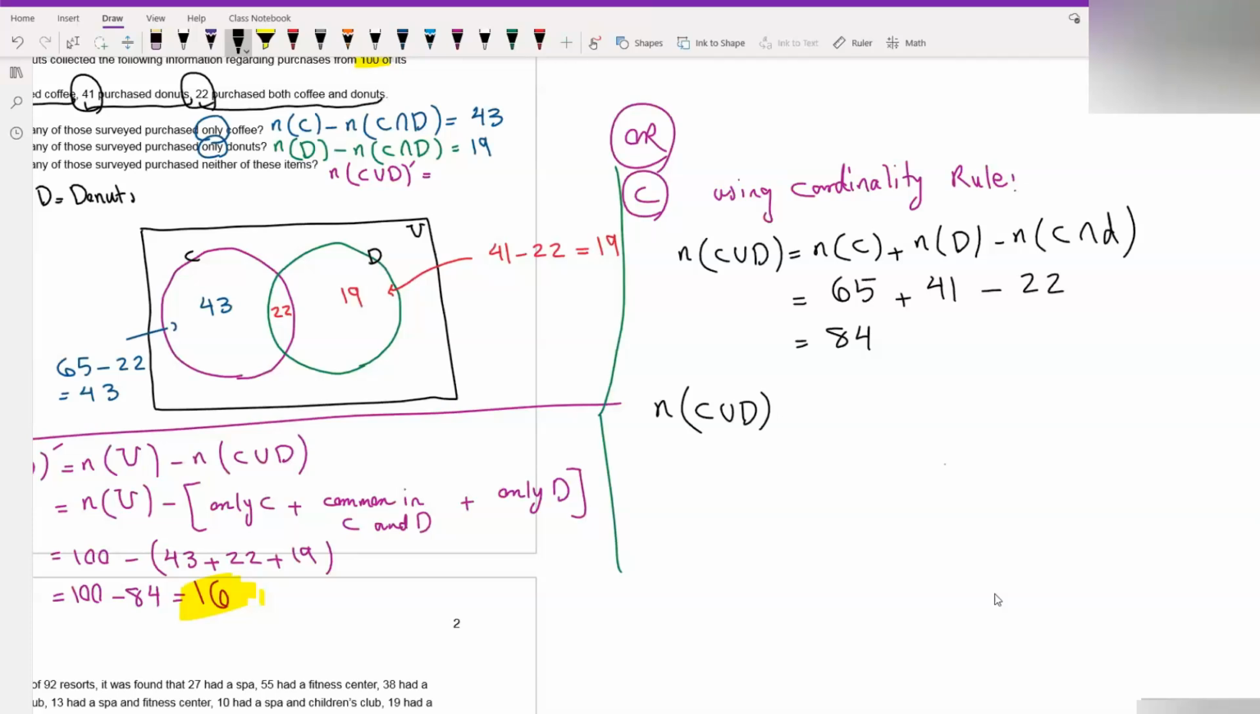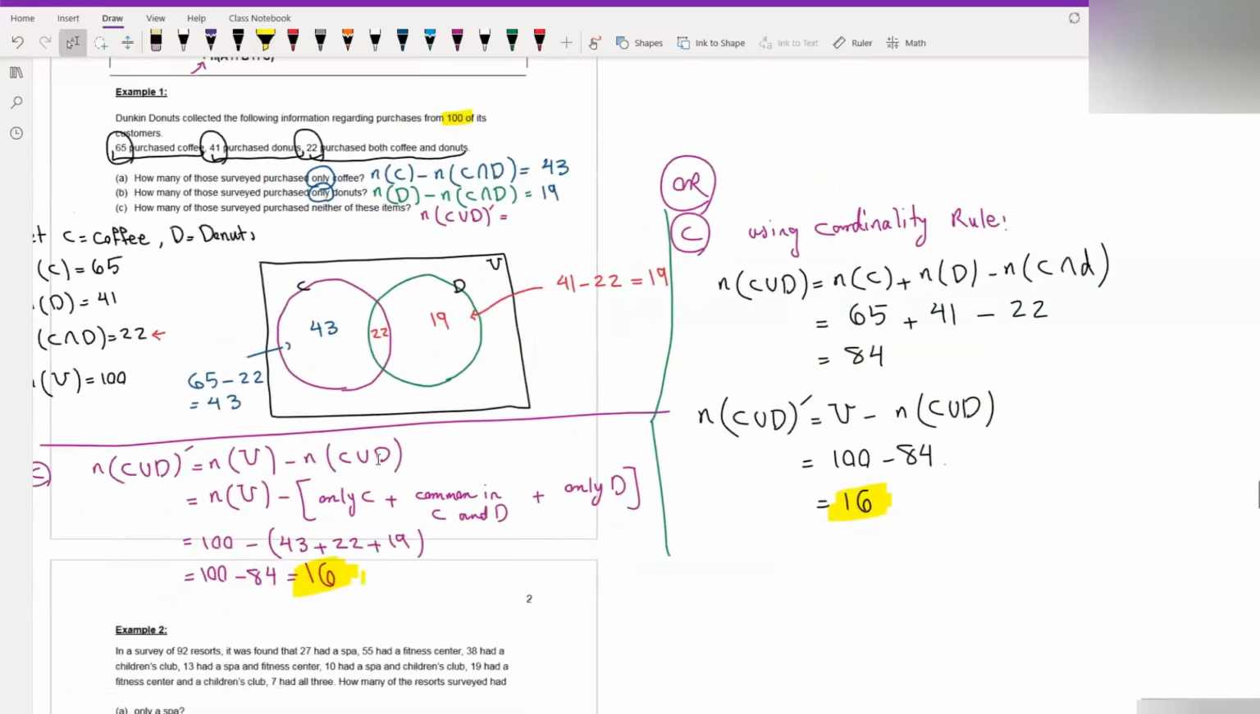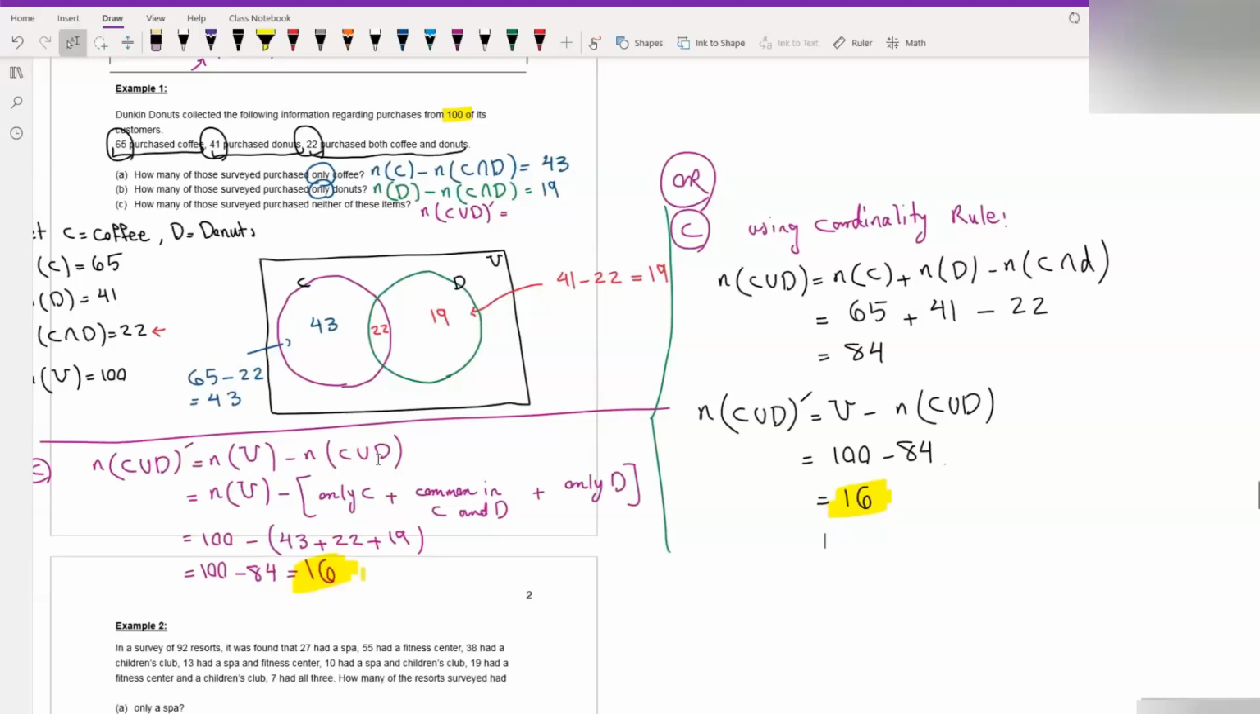So without drawing this Venn diagram, I'm able to find the answer for this part. So this is 100 minus 84. That is 16. But the only difference between the first method and the second one, the cardinality rule, was that I didn't try to find only C, only D.